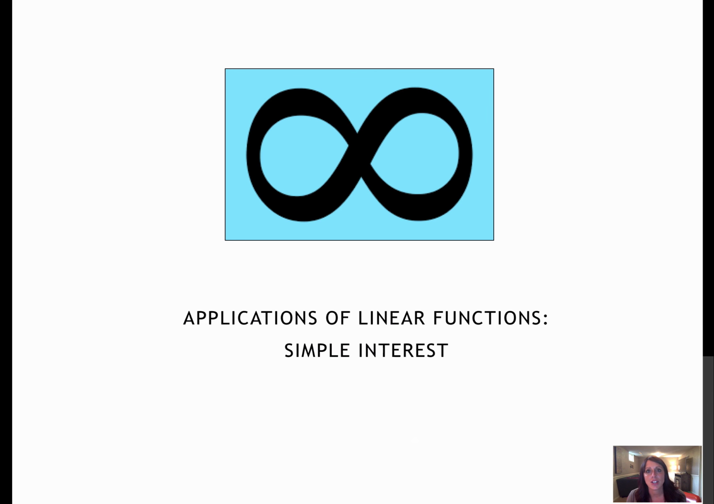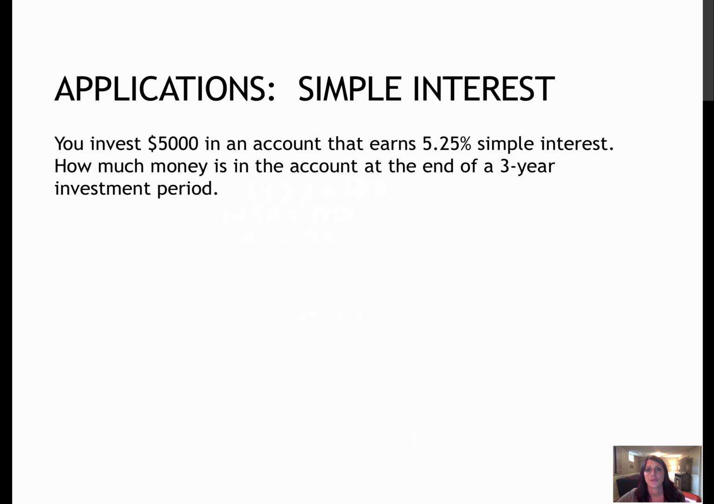Our next application has to do with simple interest. Before we do any questions with simple interest, let's remind ourselves that the formula for interest is PRT. So to find simple interest, we would take principal, which is the amount invested or borrowed, times the rate. Remember, the rate should always be turned into a decimal, times the time in years.